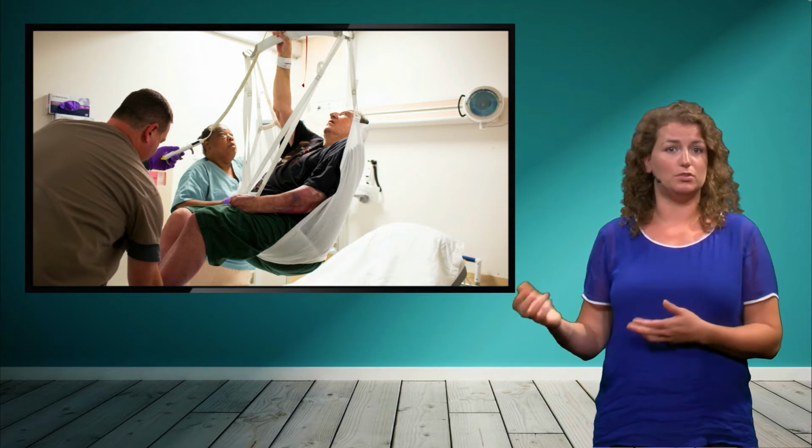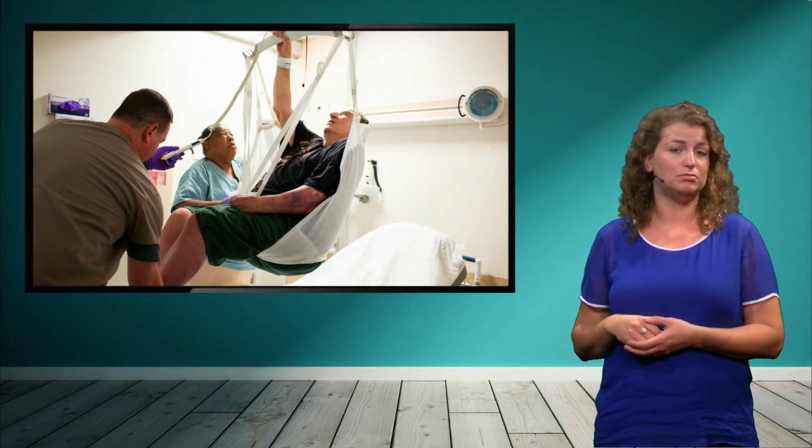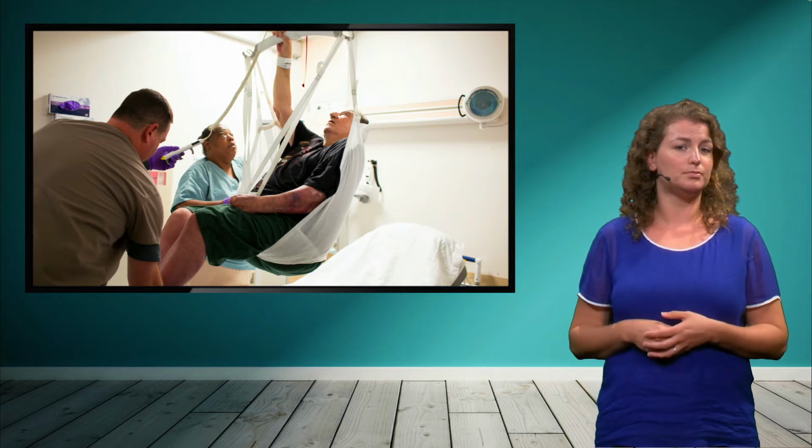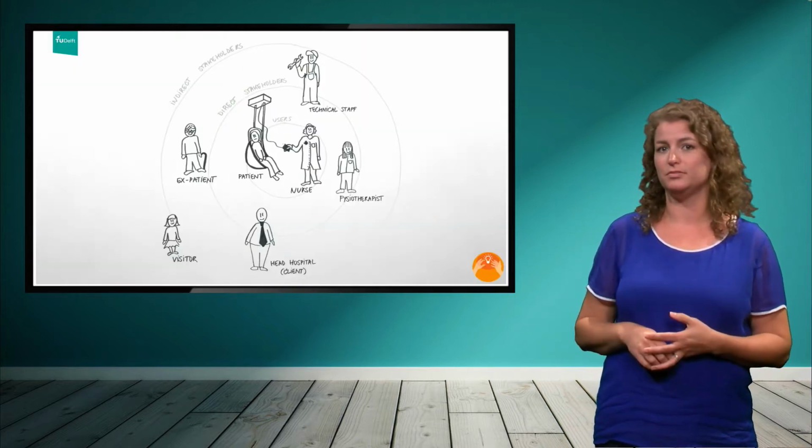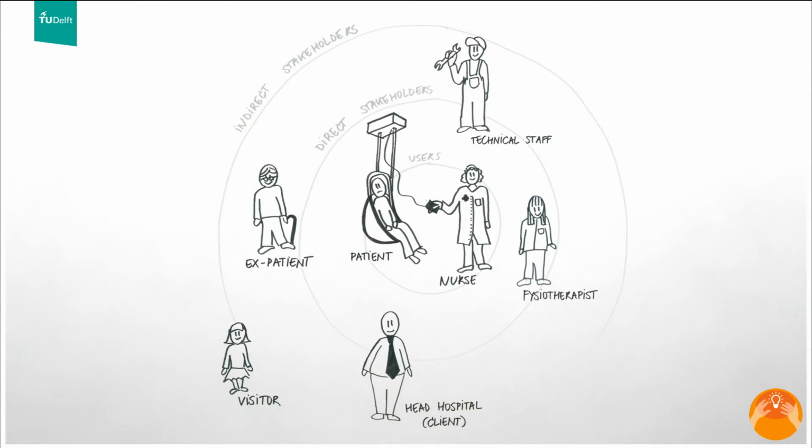So if you're from an organization making these lifting aids, who are your stakeholders? Here's an example of a stakeholder map I made for this situation. And at the center are the patient being lifted and the nurse. They are both the primary users of the lifting aid, though from a different perspective. The patient is undergoing the action, while the nurse is in control. And this gives an entirely different perception of the product. And that is important to be aware of.